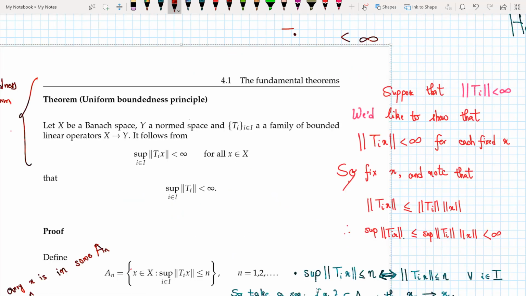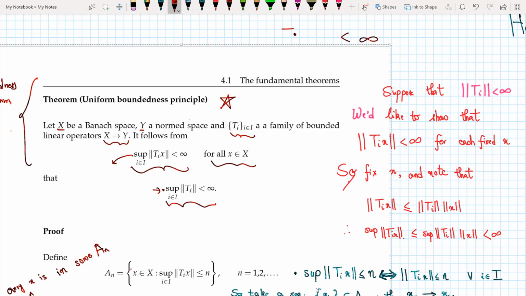So now we come to the uniform boundedness principle. What does it say? It's a very important theorem and you need to understand it very clearly. Let X be a Banach space, Y a normed space, and T_i a family of bounded linear operators from X to Y. It follows that if the supremum over all i belonging to the index set I of the norm of T_i x is less than infinity for each x, then the supremum over the family of operators is also less than infinity. What it is trying to say is that pointwise boundedness implies uniform boundedness. That's the mantra here.